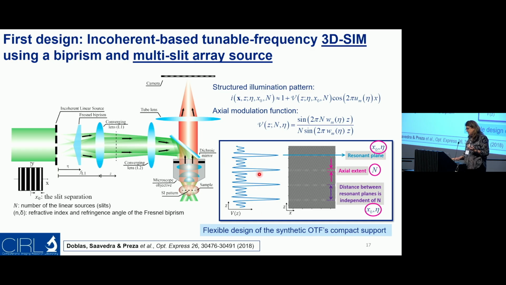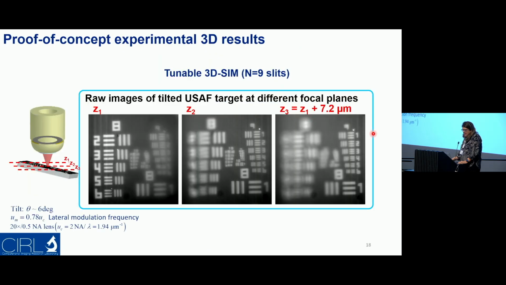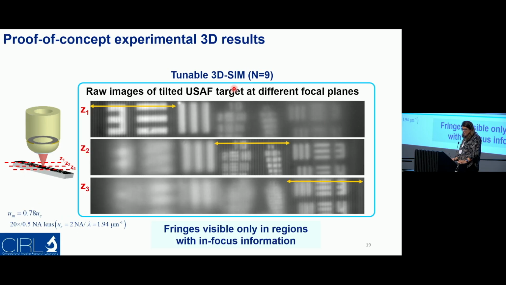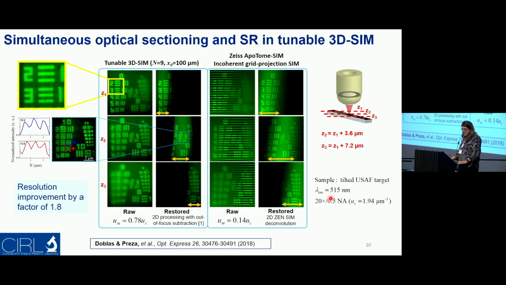So along the z-axis, you see these regions of confinement where you have high visibility of the structure pattern. So proof of concept results with the USA Air Force pattern that we tilted so we could get images at different depths, and if we zoom in this region, you can see the parts that were modulated, and those are the parts that are in focus, and you can retrieve that information, as you can see in these restoration images here.